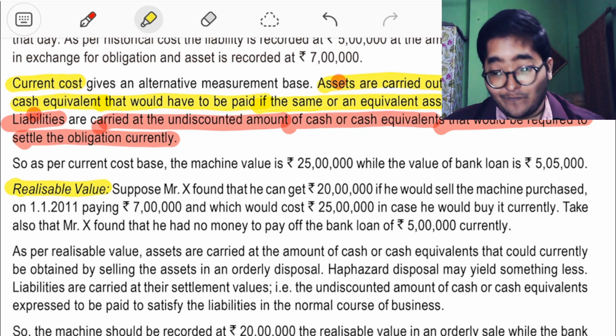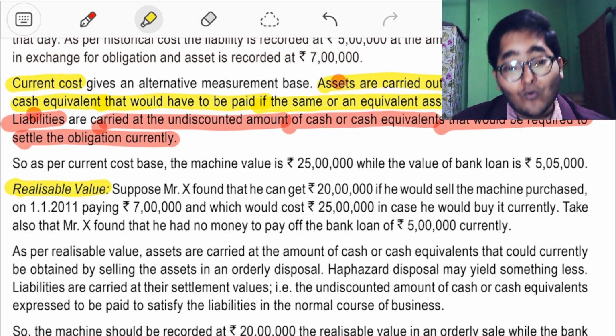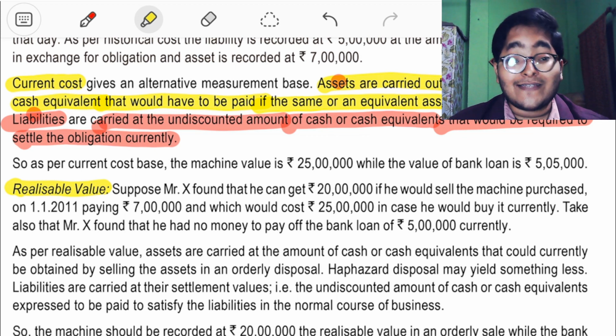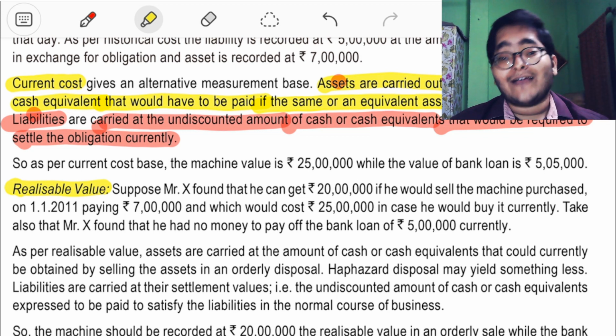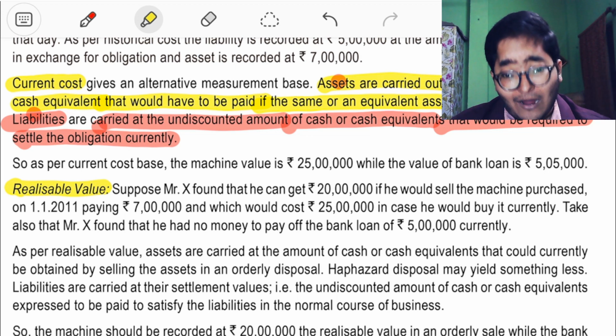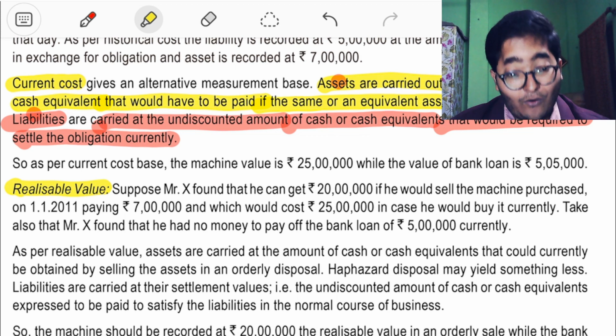So in that case, take also that Mr. X found that he had no money to pay off the bank loan of rupees 5 lakh currently. मिस्टर एक्स के पास कुछ भी रुपए नहीं है, कुछ भी अमाउंट नहीं है जो कि वो बैंक लोन को चुकाने के लिए पे कर सके. As per realizable value, assets are carried at the amount of cash or cash equivalents that could currently be obtained or realized by selling the asset in an orderly disposal.